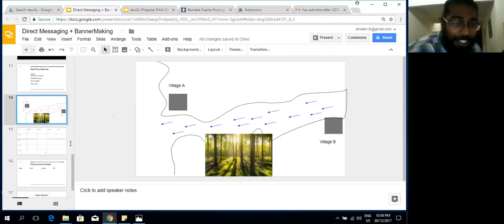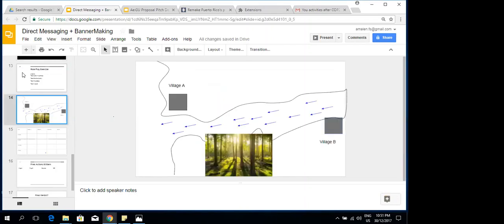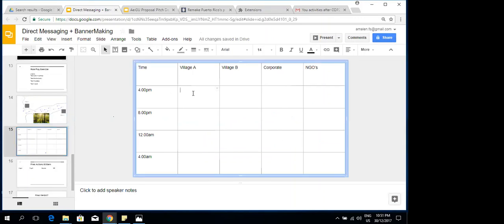Are you poor or rich? Neither. At this point, you're not poor, you're not rich. But if they do build something, I don't know. The corporation people have to say something, you know? They have to offer you jobs or something. I don't know. But yeah, the teams. Pradeep and Sarah. Do you have anything?